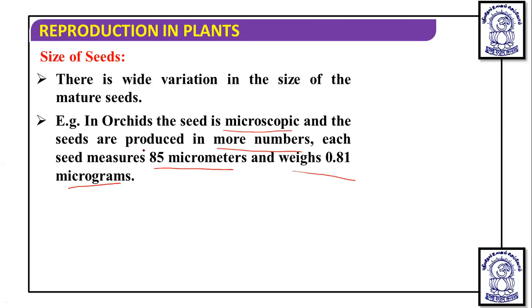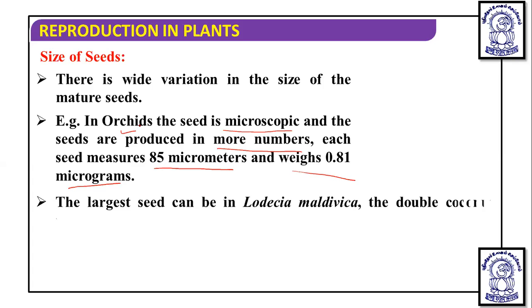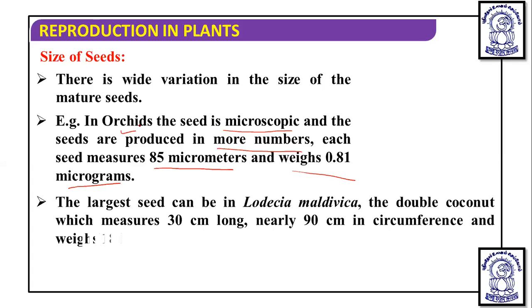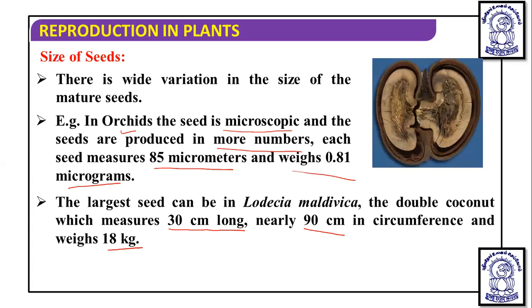This is the particular size of orchid seeds. But there is no need to remember this size, just remember orchid seeds are microscopic. They are just of a very small size. Some larger seeds are also observed in Lodoicea maldivica, the double coconut. If you see the size of the seed, you will be surprised that this is 30 centimeter long, nearly 90 centimeter in circumference and 18 kg in weight, which shows that large size seeds are also found. Then this is the seed of Lodoicea maldivica.